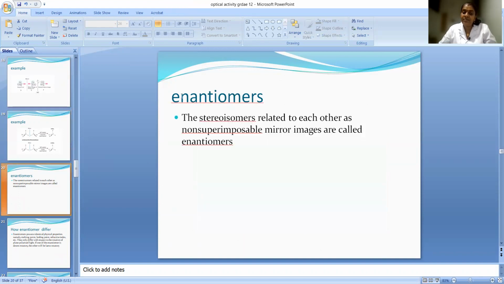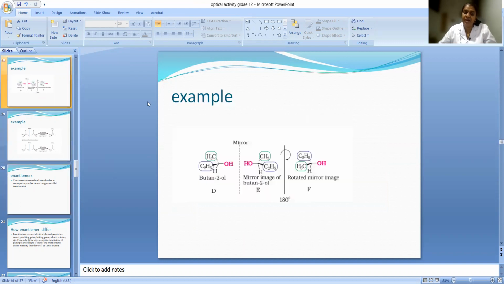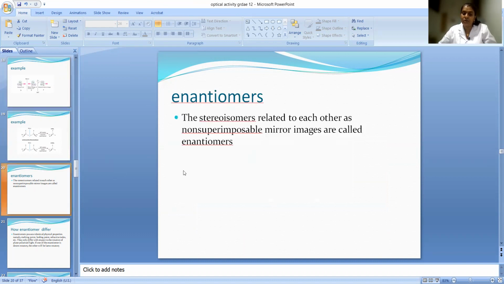Now let us see what is an enantiomer. Stereoisomers related to each other as non-superimposable mirror images. We have seen here, these are related to each other as non-superimposable mirror images, and they are called enantiomers.